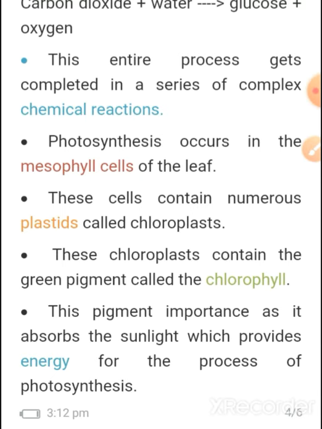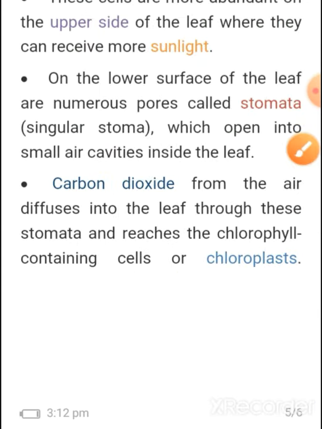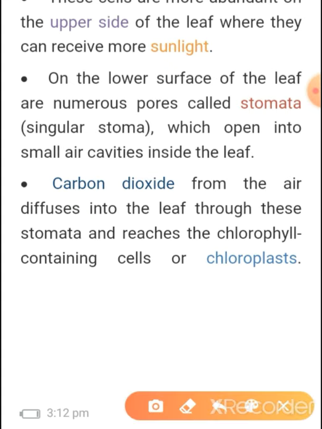Now photosynthesis occurs in the mesophyll cells of the leaf, and these cells contain numerous plastids, which are called chloroplasts. These chloroplasts contain the green pigment called chlorophyll. This pigment is important as it absorbs the sunlight, which provides energy for the process of photosynthesis. The entire process of photosynthesis occurs inside the chloroplast of the leaf. These cells are more abundant on the upper side of the leaf, where they can receive more sunlight.